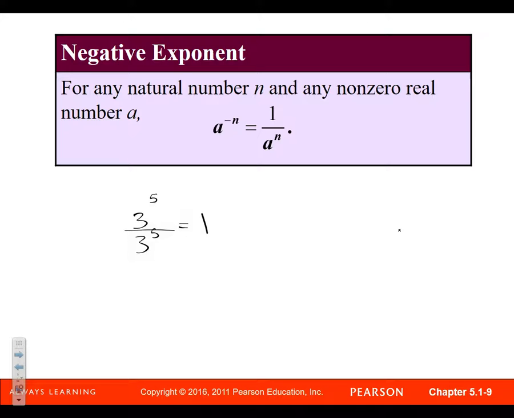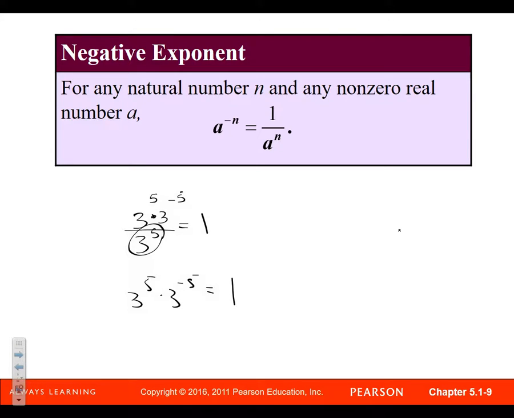So here's what I want to do. I know that 3 to the 5th is already okay the way it's supposed to be, right? But I want to show you something. I want to kick it to the top. And if I kick it to the top, what happens to the exponent? It becomes a negative, doesn't it? So now I have 3 to the 5th times 3 to the negative 5th is equal to 1.